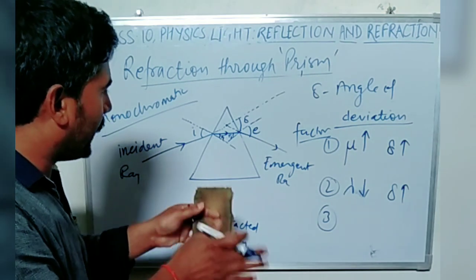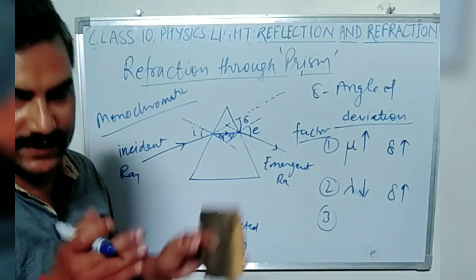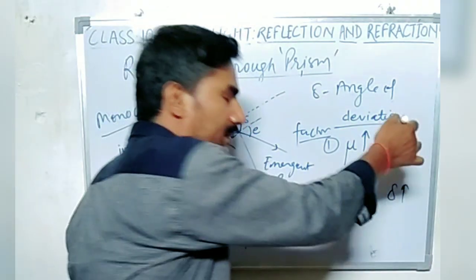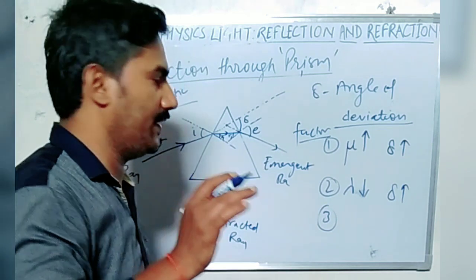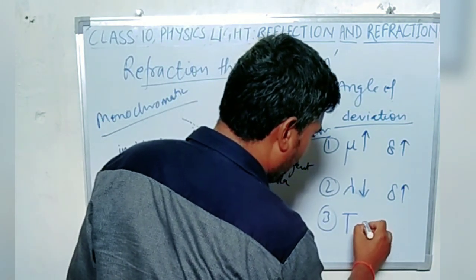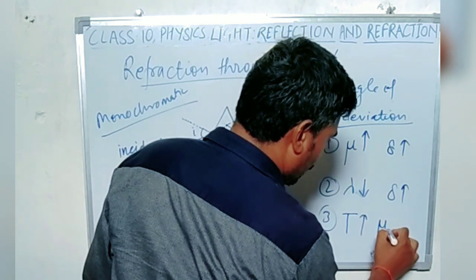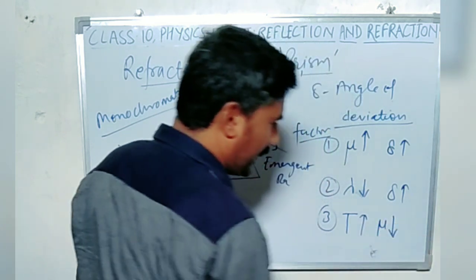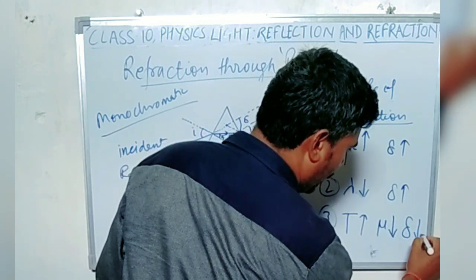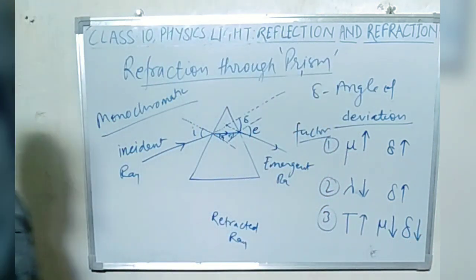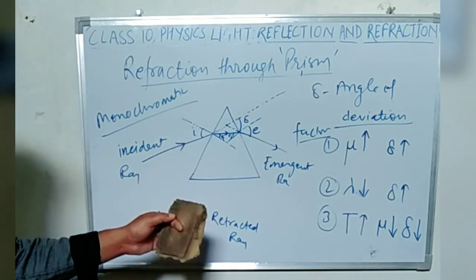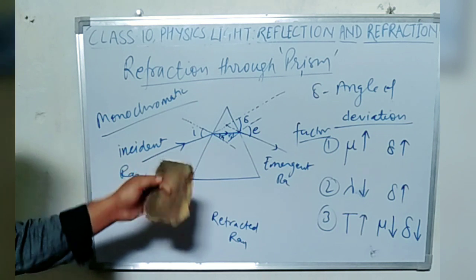So when it becomes comparatively rarer, the refractive index decreases. If the refractive index decreases, then automatically the angle of deviation will decrease. So what I mean to say is, if temperature is increased, the refractive index will decrease, and on decreasing the refractive index, the angle of deviation will be decreased. Okay, so these are the factors on which it depends.